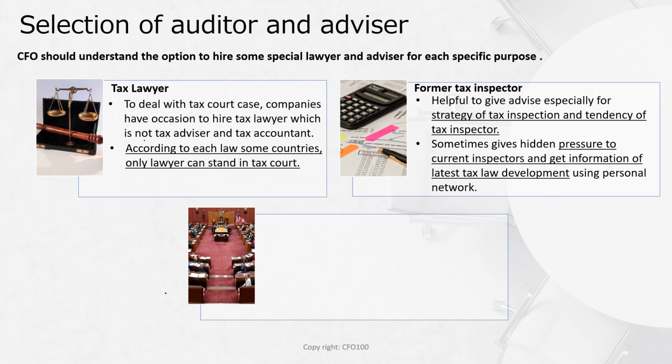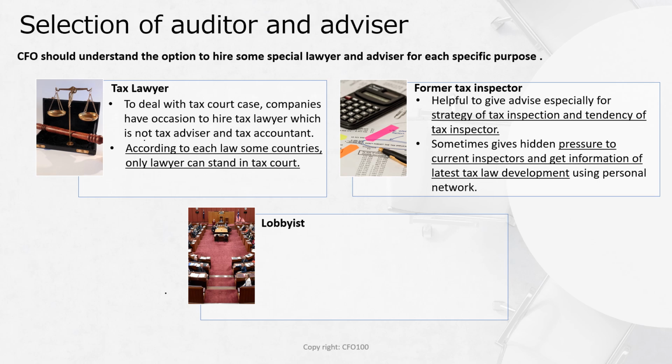And also, the former tax inspector has a relationship with their former colleagues. They catch the latest information about regulation changes using their network. The third one is a lobbyist. It's very minor for most companies, but lobbyists are very common in European countries and the US.